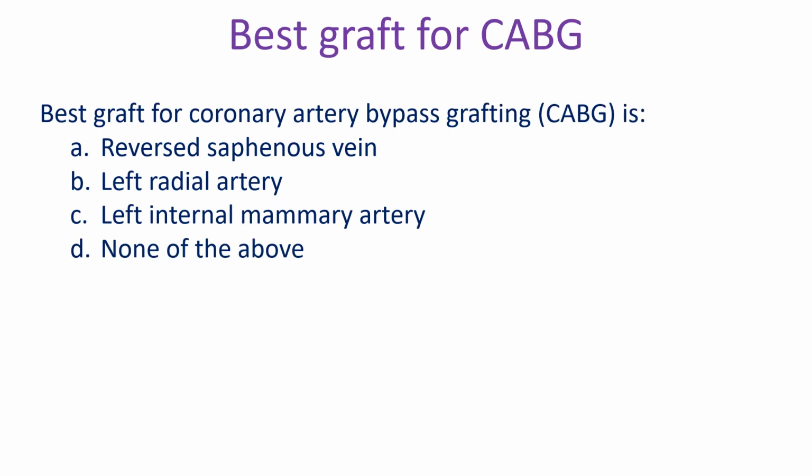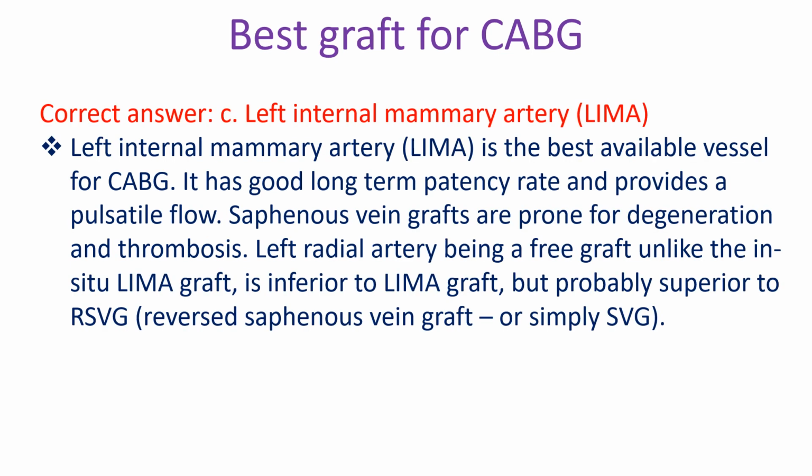Best graft for coronary artery bypass grafting is A. Reversed saphenous vein, B. Left radial artery, C. Left internal mammary artery, D. None of the above. Correct answer C. Left internal mammary artery. Left internal mammary artery is the best available vessel for CABG.